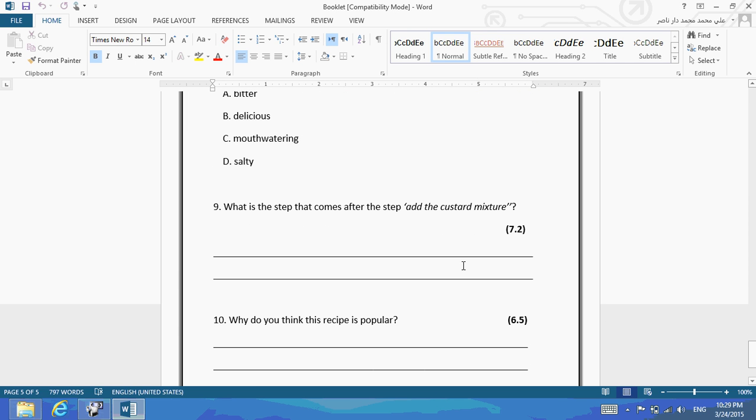Number 9. You see, it's a CR question, a constructed response question. What's the step that comes after the step "Add the custard mixture"? Number 10. Why do you think this recipe is popular? This kind of question relates to standard 6.5 and is not mainly answered from the text. It depends upon your experience with the outside world. You get the main idea of the text, then you relate it to your experience, then you can answer this question.